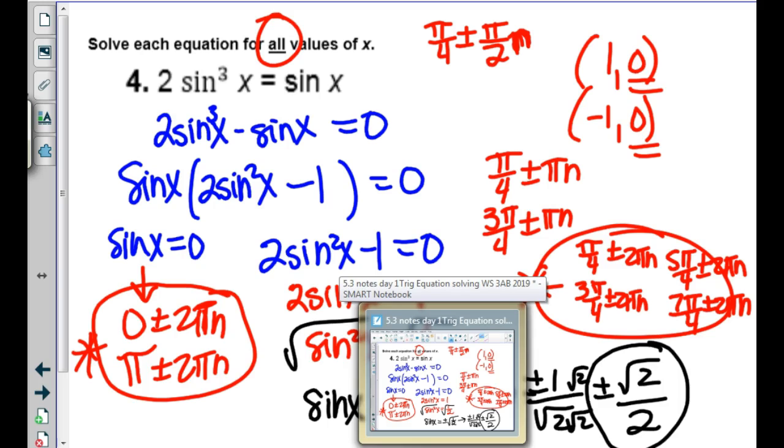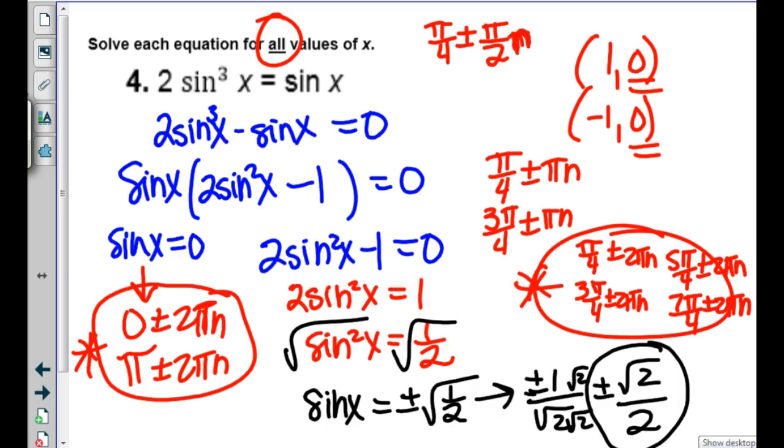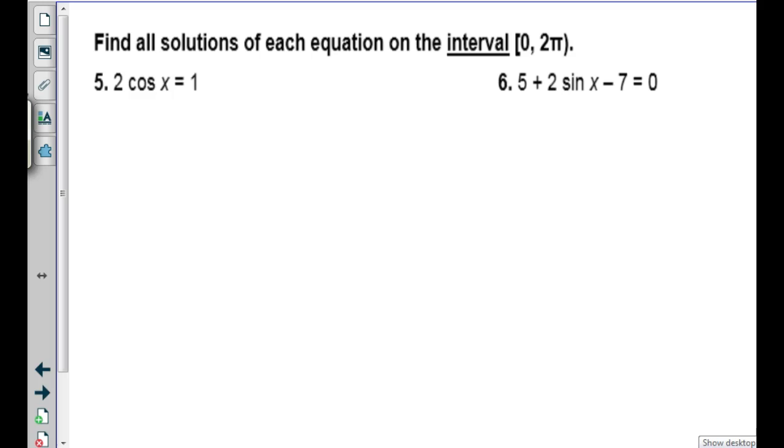Everybody get it all down? All right. What changes?